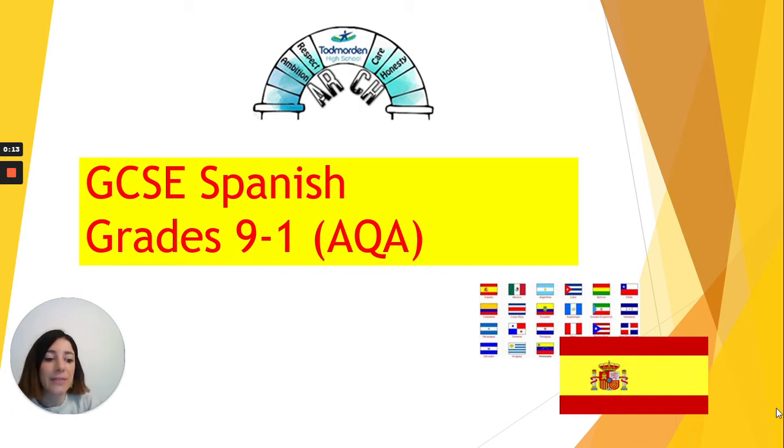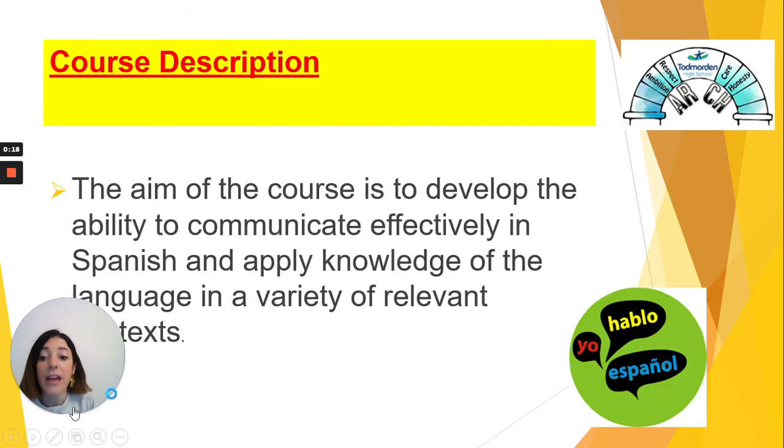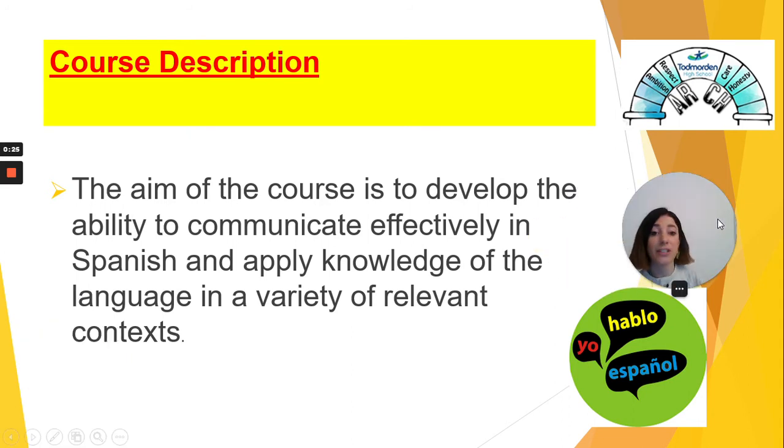So in terms of the course and what we're wanting you to get out of the course, the overriding objective, the aim of the course, is to develop the ability to communicate effectively in Spanish and for you to be able to apply that knowledge in a variety of different situations, such as being in a shop or at a train station, but also the ability to express opinions about a range of social and global issues and to talk about yourself and your life.